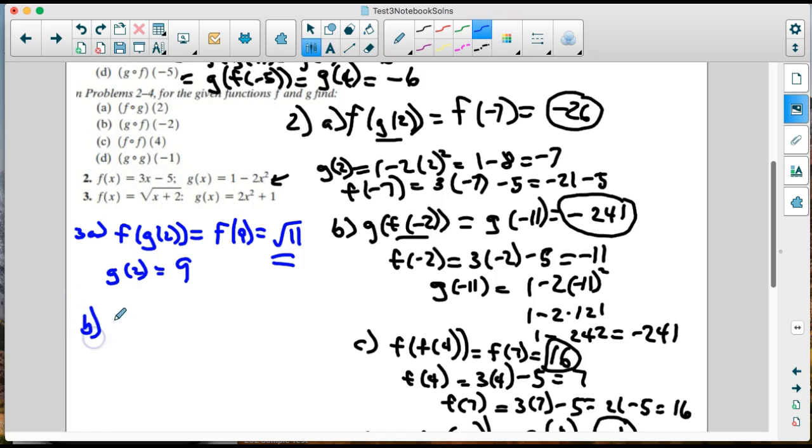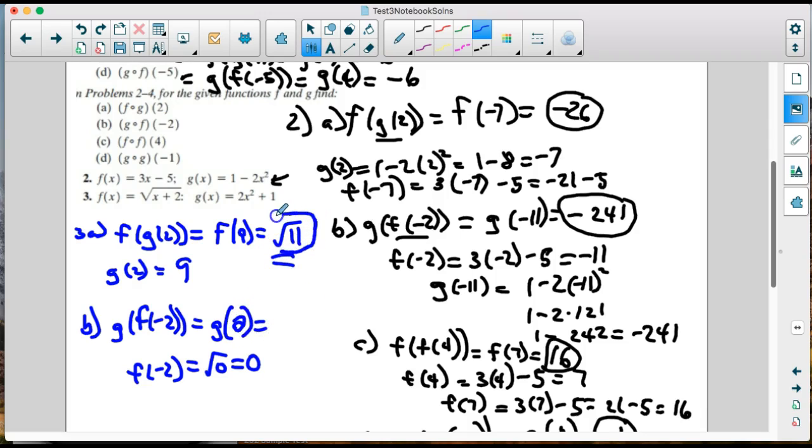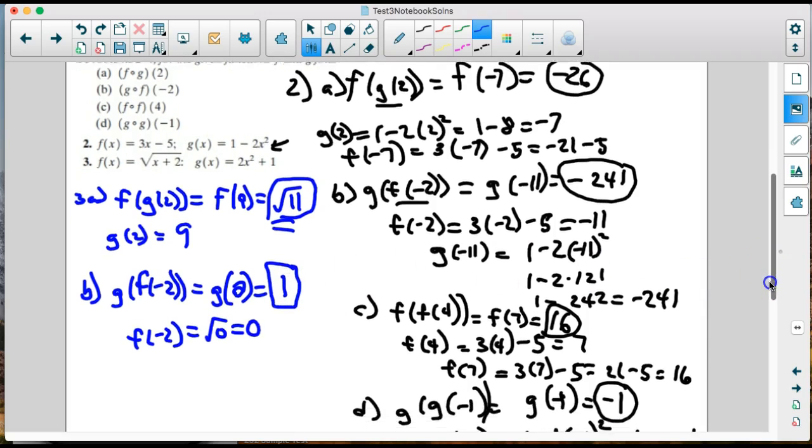Letter B, we're going to do g of f of negative 2. So we're going to do f of negative 2 first. f of negative 2 is going to be negative 2 plus 2, that's 0, so it's the square root of 0, which is 0. So we're going to do g of 0 now to figure out our answer. g of 0 is 2 times 0 squared, which is 0, times 2 is 0, so we're going to get 1 here for this one.